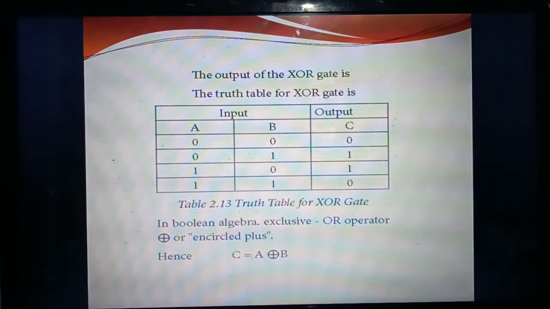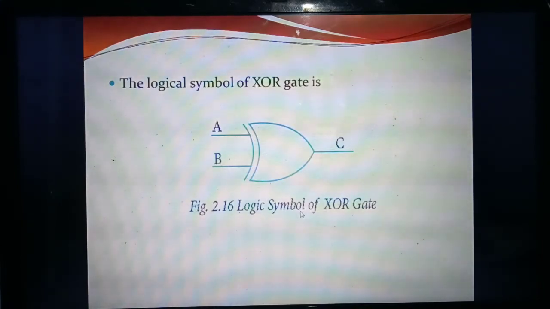So this is the way you need to write. A exclusive OR means A, this is the plus symbol you should draw in round. That is enclosed plus. Sorry, encircled plus. Okay. What's the meaning of this one? Important one mark question. So what is this one? Encircled plus. This is the exclusive OR operator. Okay. How you should read? A exclusive OR B. Understand? So this is the logical symbol for XOR gate. Okay. So this is the logical OR symbol with one more symbol you should draw at the front. See, one more curve. This is the logical symbol for XOR gate.